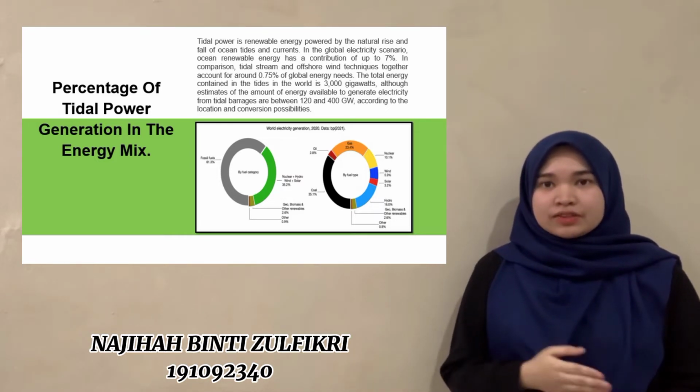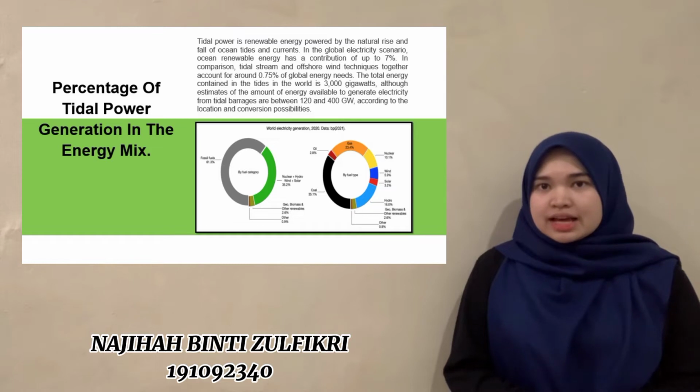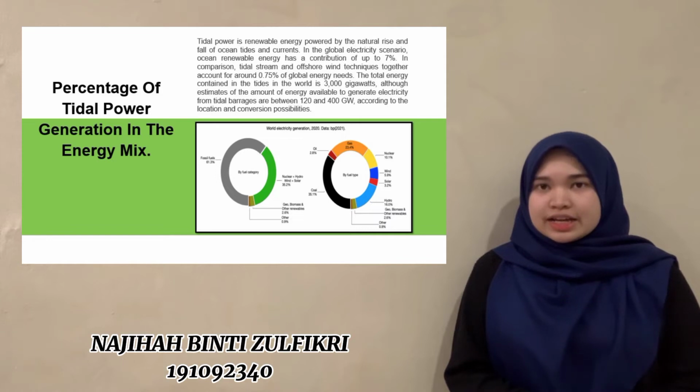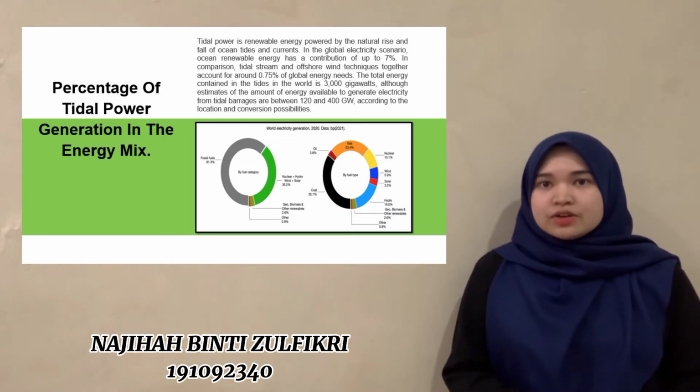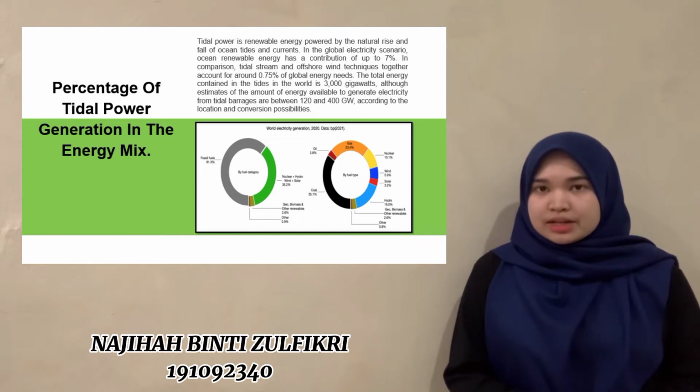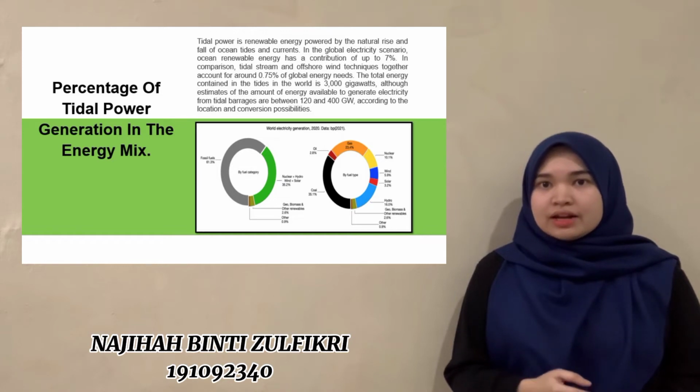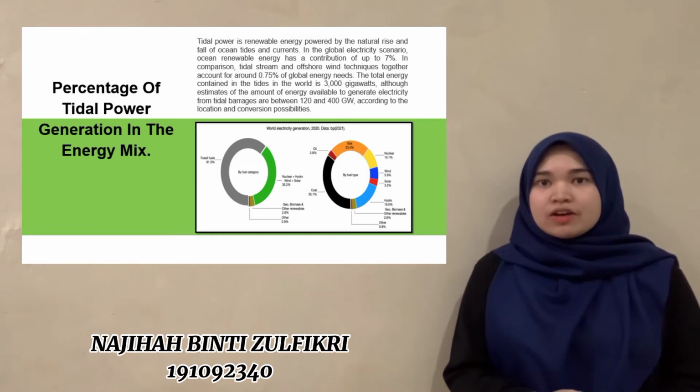I will present the percentage of tidal power generation in the energy mix. Tidal power is renewable energy powered by the natural rise and fall of ocean tides and currents. In the global electricity scenario, ocean renewable energy contributes up to 7%. In comparison, tidal stream and offshore wind technologies together account for around 0.75% of global energy needs. The total energy contained in the tides in the world is 3,000 gigawatts, although estimates of the amount of energy available to generate electricity from tidal barrages are between 120 and 400 gigawatts, according to location and commercial possibility.